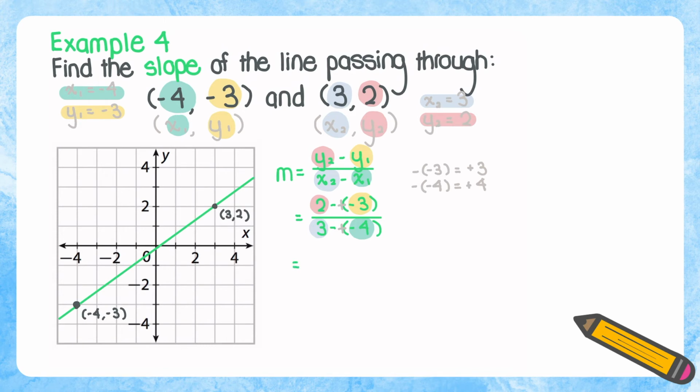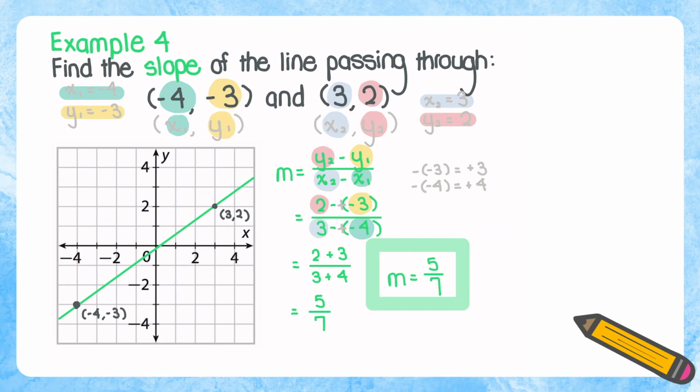So let me rewrite this. For the numerator, we now have 2 plus 3, and for the denominator, we now have 3 plus 4. Okay, so now 2 plus 3 equals 5 in the numerator, and then 3 plus 4 equals 7 for the denominator. So our slope is 5 over 7, like we saw in the graph.